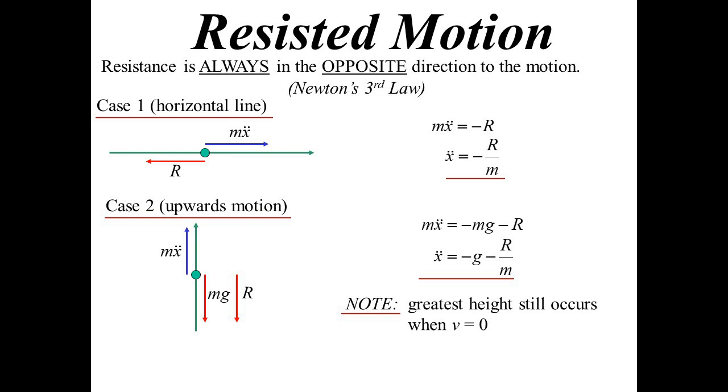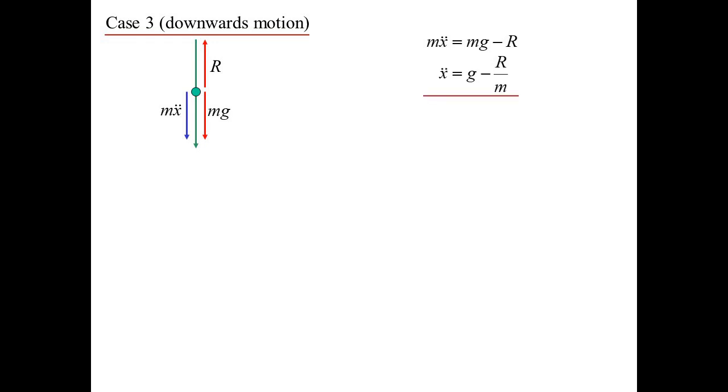Well, that doesn't change. But if we're going down, so now I'm going to define down to be positive. Now gravity is still going down, that's not going to change. But resistance will now be going up. So we get a slight change in my motion equation there. It's now positive mg, because it's in the same direction that we're travelling, minus the resistance. Divide through by the m, and away we go.